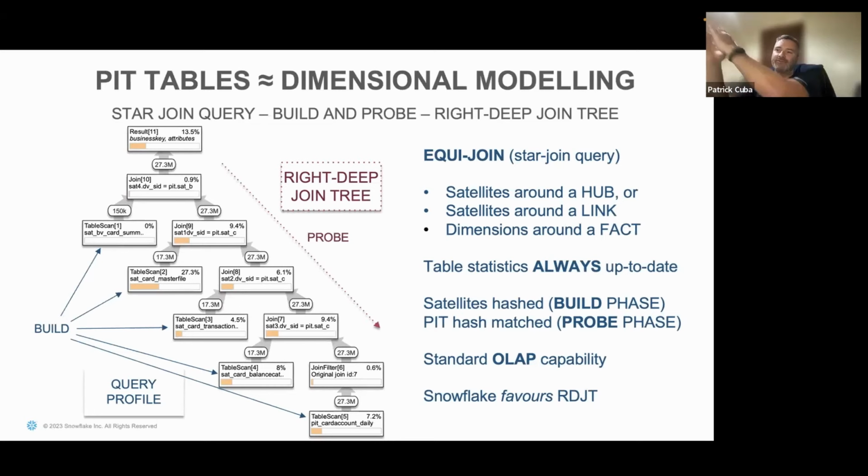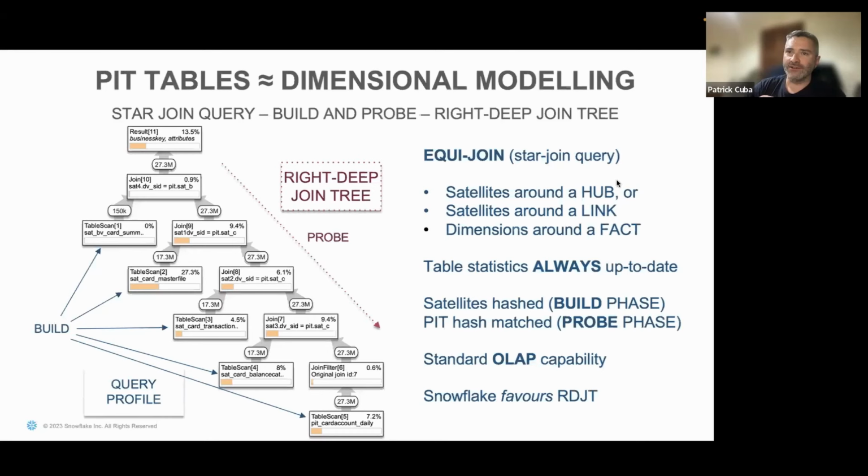Whereas the right deep join tree takes the hashes of each table, because it's recognized that the middle table is larger than the surrounding tables, and it builds those hash tables and does a probe against that middle table. For us, it's a pit table. For facts and dimensions, it's the fact table, right? So the way the snow pit works is very similar to how facts and dimensions work. It's hitting that middle table using the single join column, right? So that's all well and good.